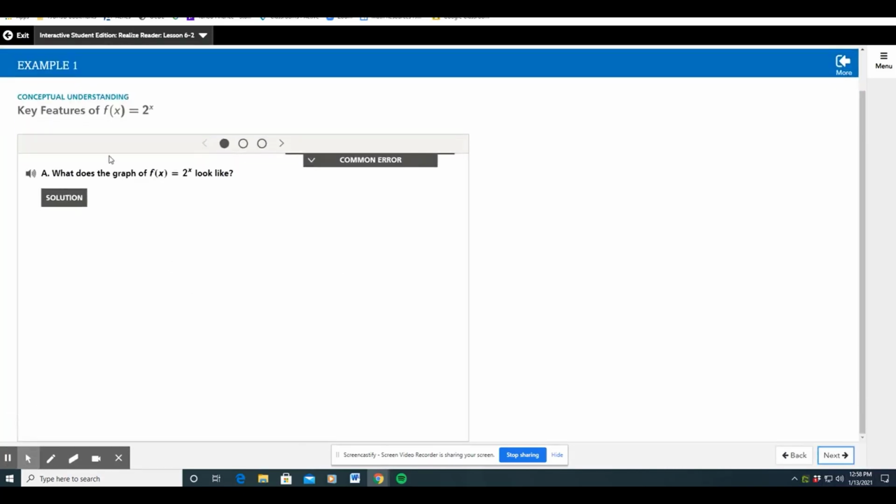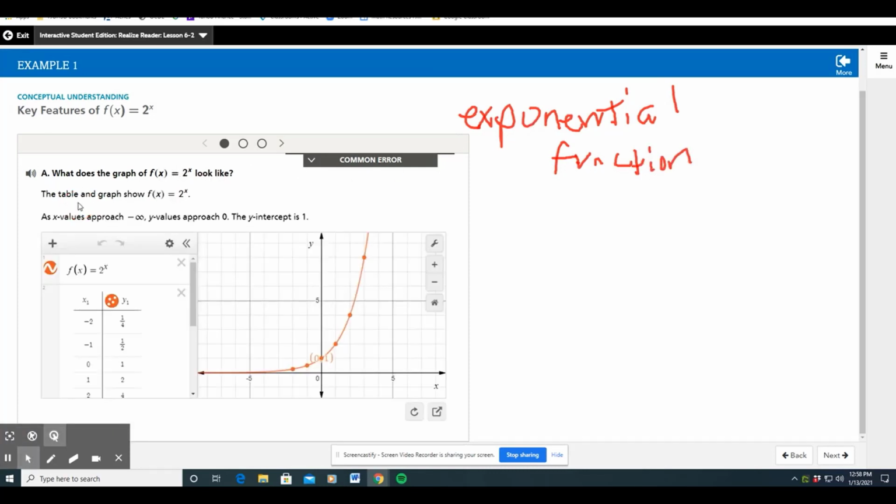There are a couple of key features that we're going to look at first. The first thing is this graph that says f of x equals 2 to the x power. This is what we call an exponential function. When we talk about exponential functions, there's an exponent here. So we're going to look at this solution and the different things we're going to be talking about.